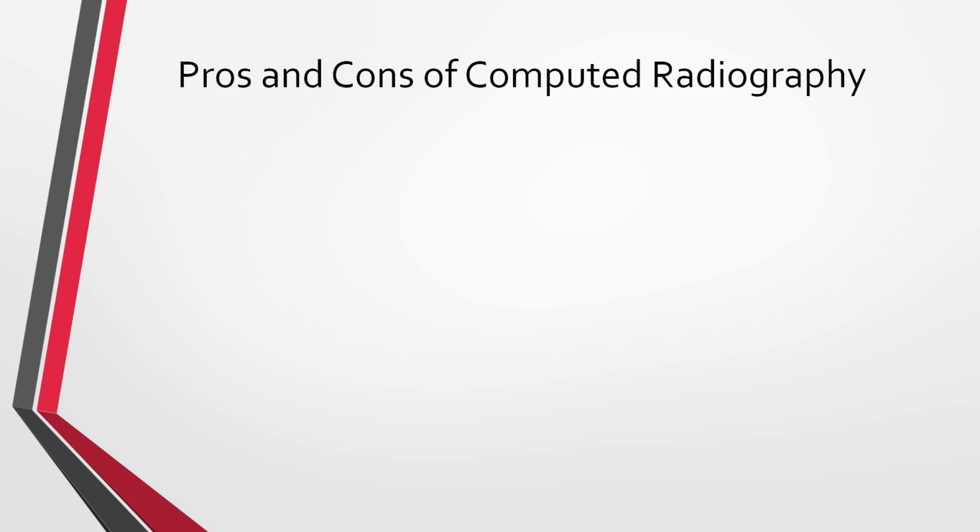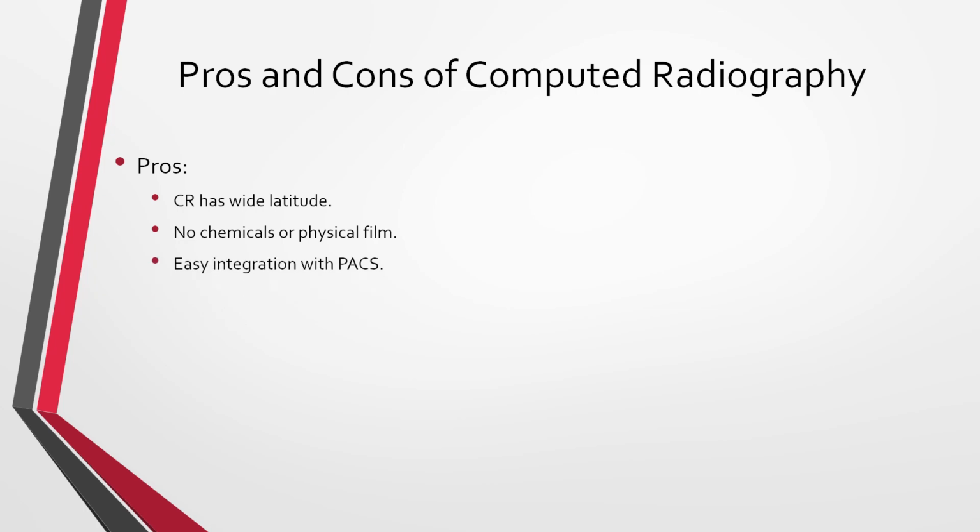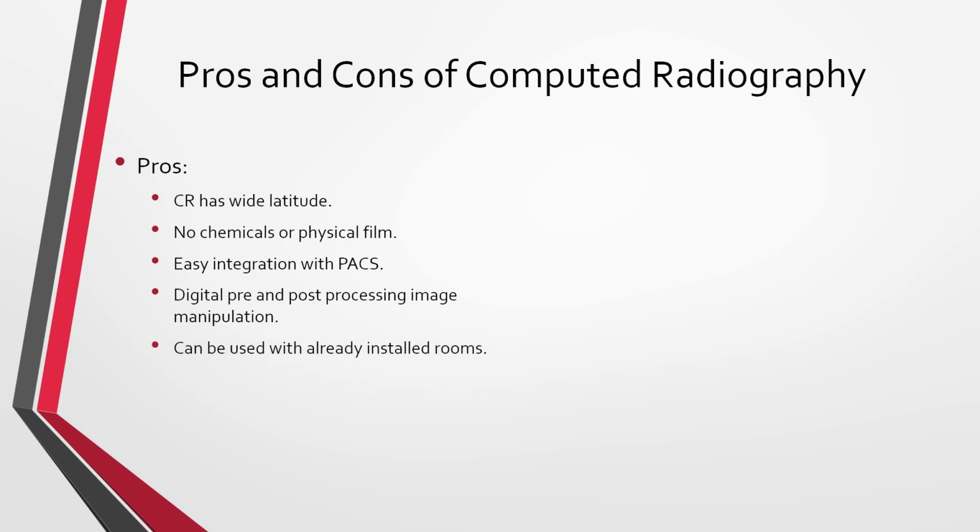Let's go over some pros and cons of computed radiography. Some pros are that CR has a wide latitude, as we just talked about, the exposure latitude. No chemicals or physical film is used. It's easy to integrate into PACS as it's already in a digital format. Digital pre- and post-processing image manipulation is possible. It can be used with already installed rooms, so you can buy the plates and the reader, and you can use a film screen room. With it, exposures made at higher kVp and lower mAs can result in lower patient dose.